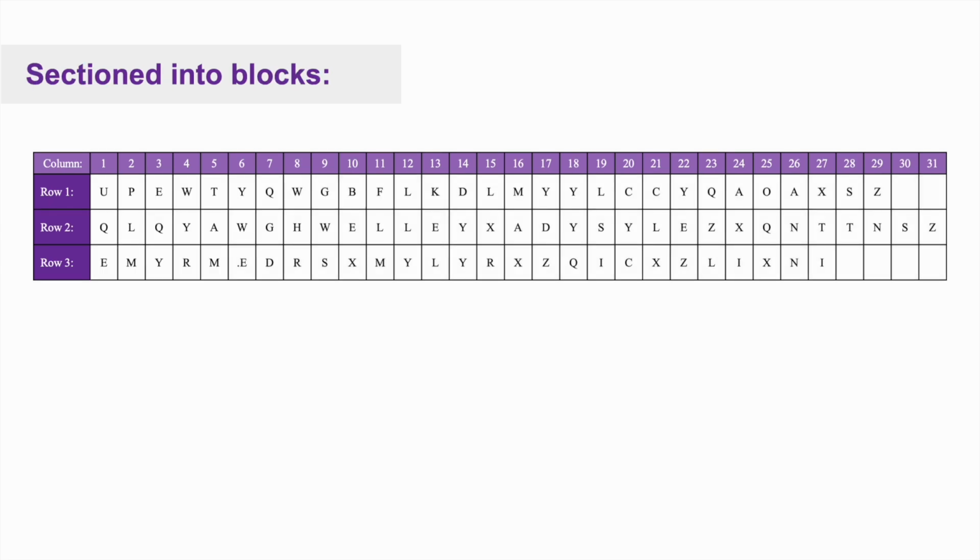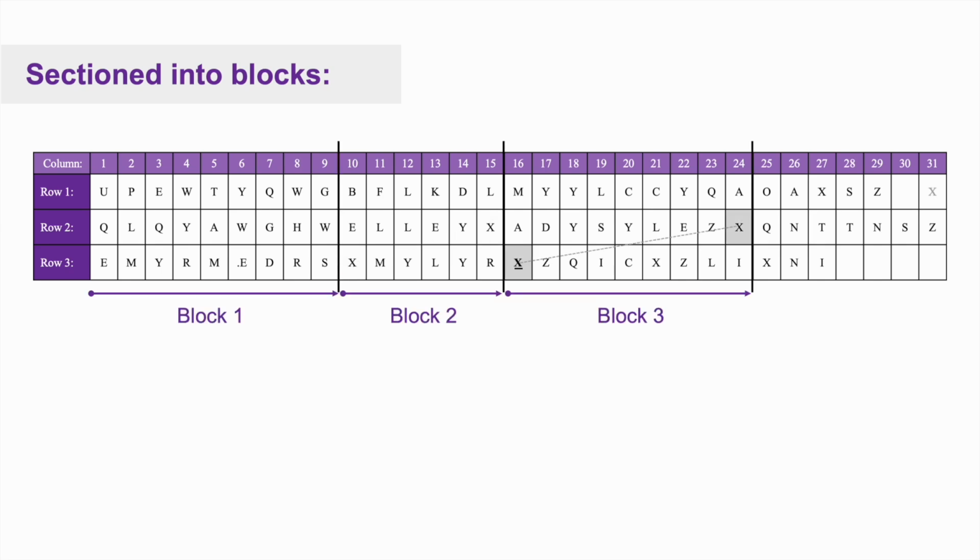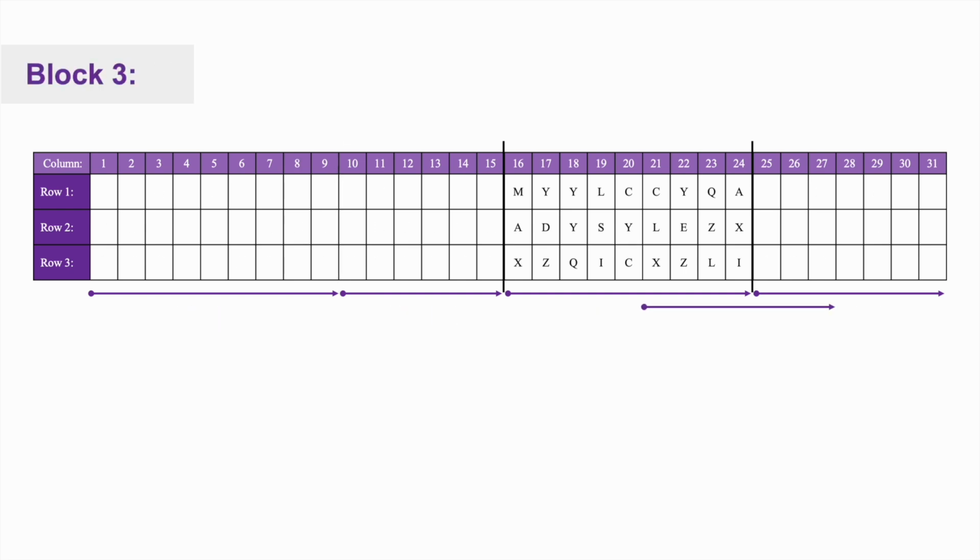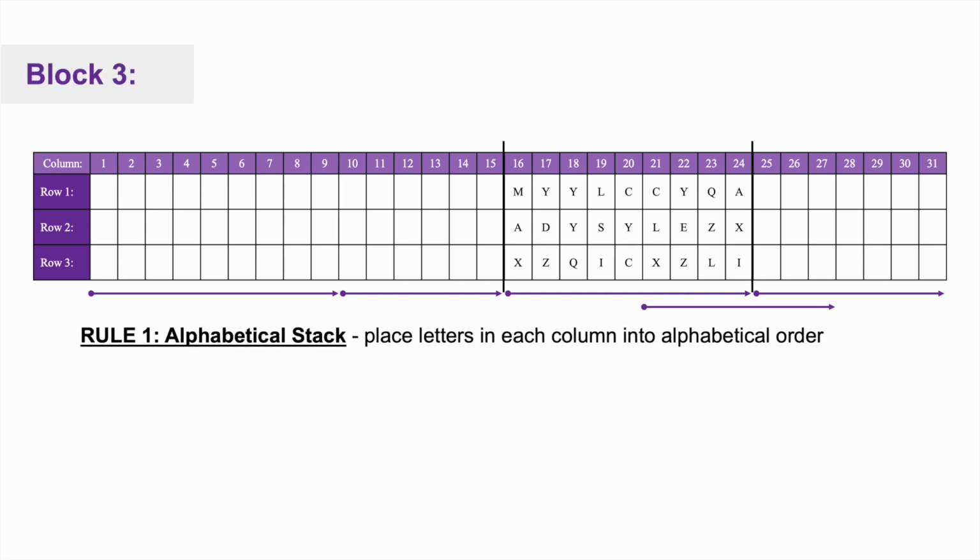We now need to section them into blocks. The X on the bottom row connects to an X not on the bottom row. And block 4 spans 3 and 5. We now have a base set of letters sectioned into blocks. Let's look at block 3. We apply the first rule, which is to stack each column into alphabetical order.